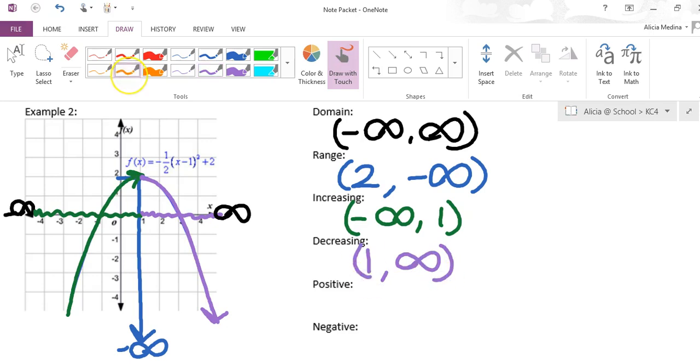Where is the graph positive? So again, I'm going to draw those little lines here, because it becomes positive between these two points.